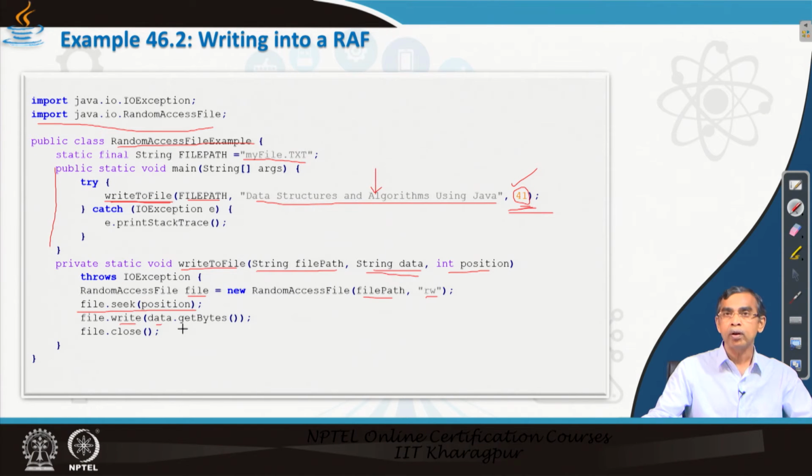We need to convert it into bytes. So the getBytes method for the string allows you to convert this into bytes. This basically converts it into an array of bytes, for which the write method will be called, and then it will write those bytes into the file, and then finally the file will be closed. So, the file is ready.